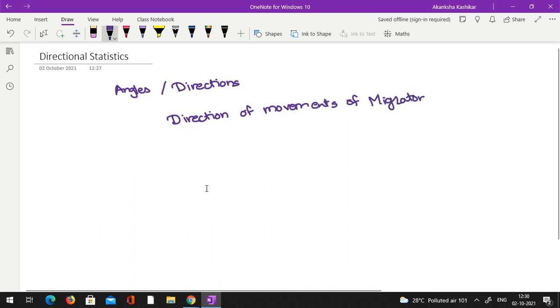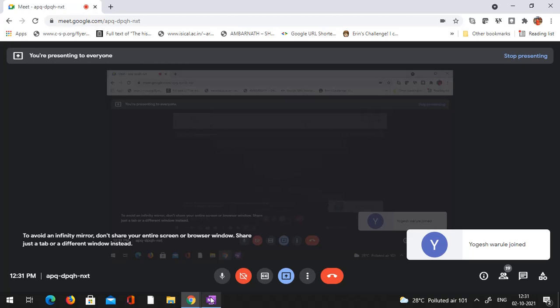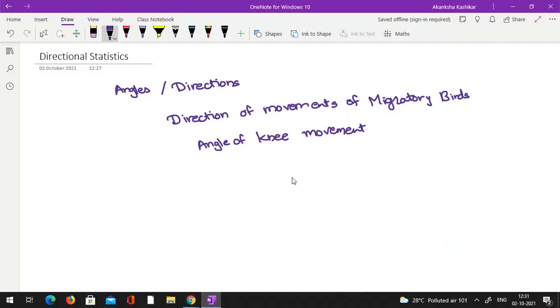Or if we are talking about orthopedics, and suppose you are recovering from a knee surgery, then the angle of your knee movement may be of importance. So there are such fields where directions are important and the magnitudes of the movements along those directions are not that important. In such fields we use directional statistics.